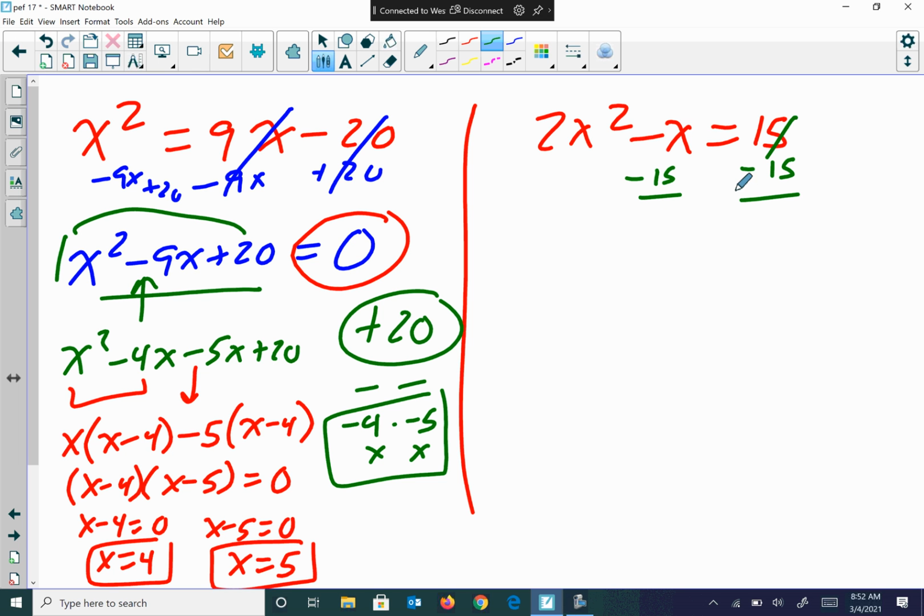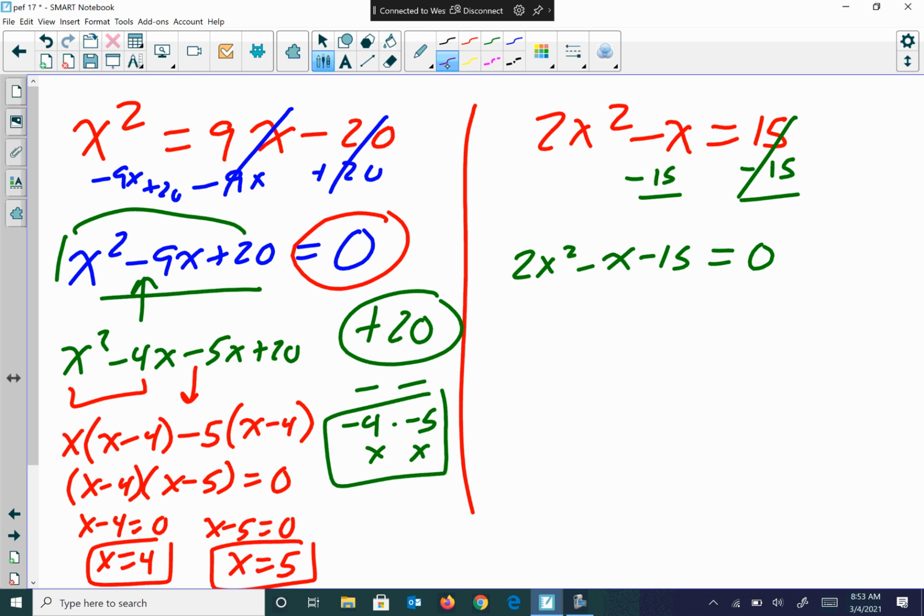So if I move that over, those cancel out. That gives me 2x squared minus x minus 15. And then it's going to be equal to 0. Okay, does everyone feel comfortable with that little move? Don't let that get hung up. I think it's a simple thing, but it's also a simple thing to forget.